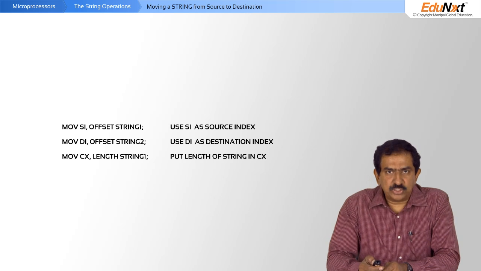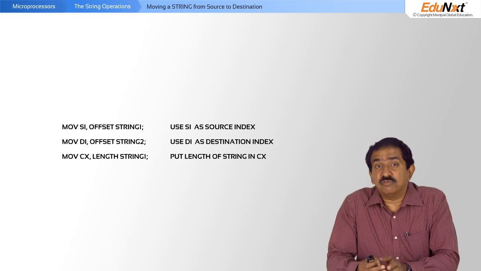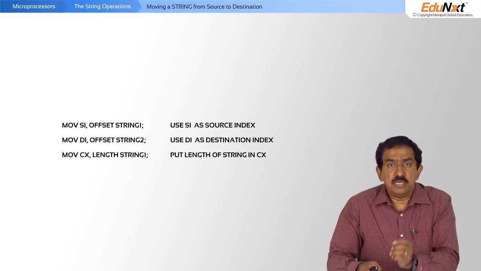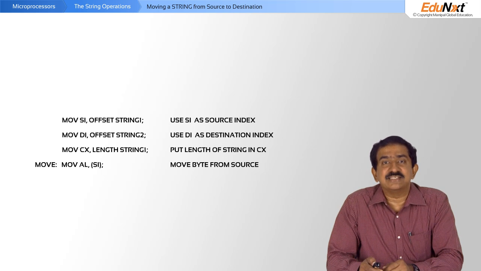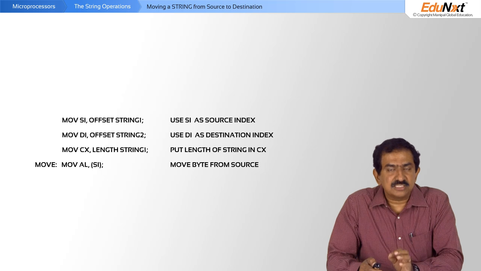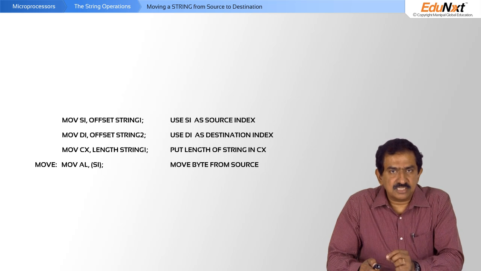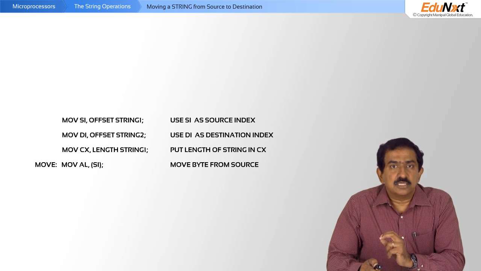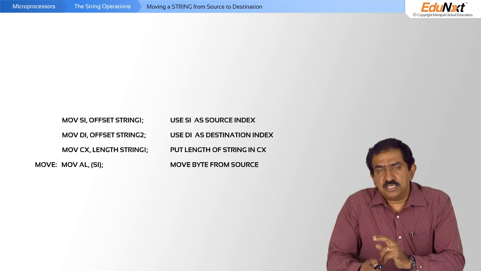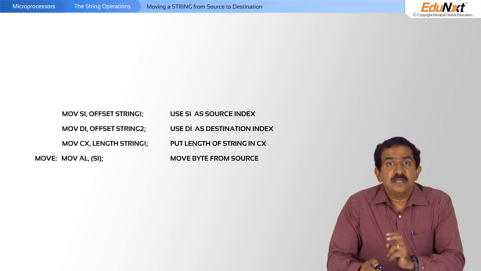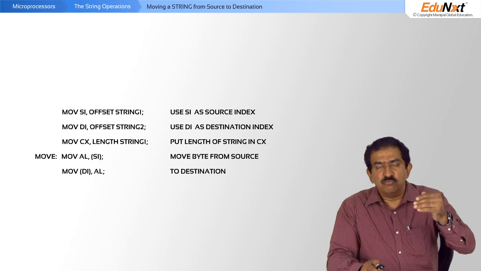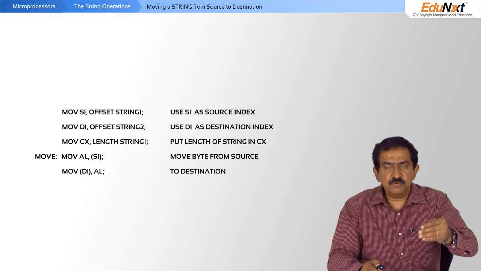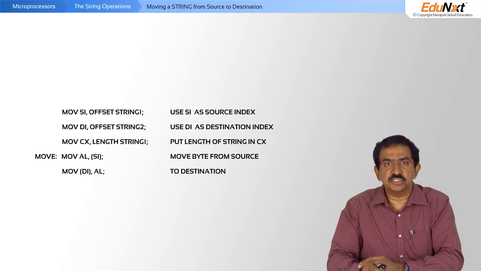So move into the accumulator, because this is the equivalent of a MOVSB, so one byte at a time. Move into AL from the memory location pointed to by SI. Now SI is actually DS colon SI, that means data segment colon source index. The contents of that memory location move to AL, then move the contents of AL into ES colon DI, and basically therefore you have moved one byte of information from the source to the destination.